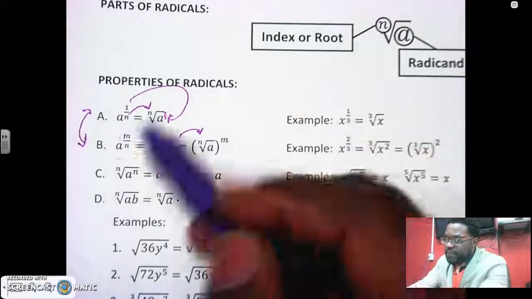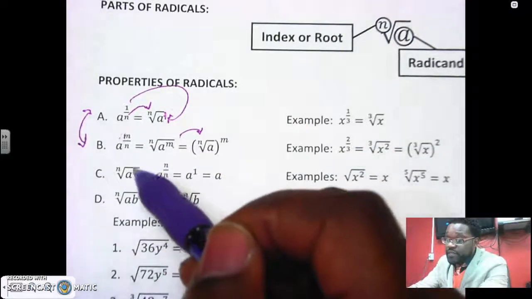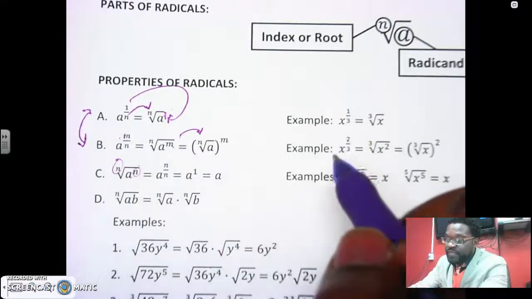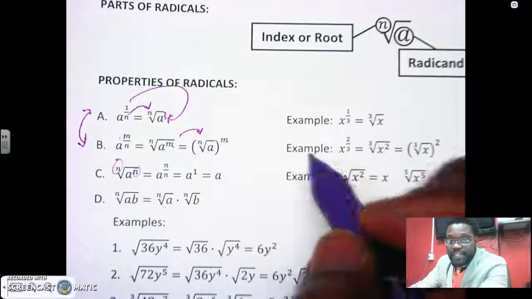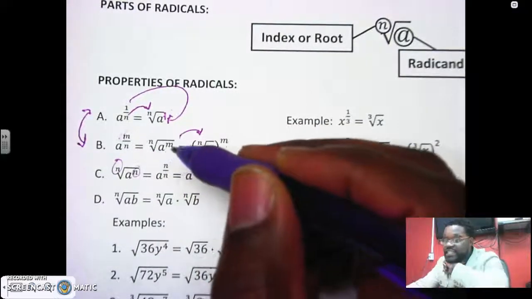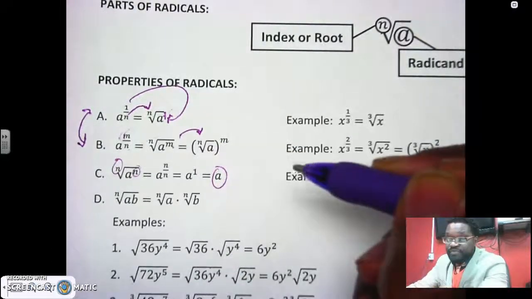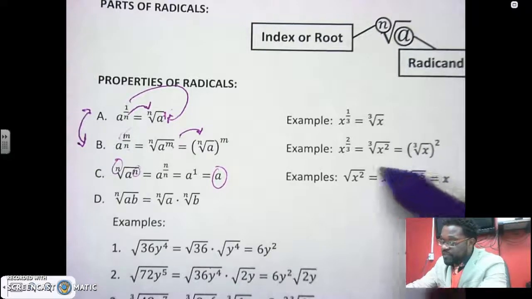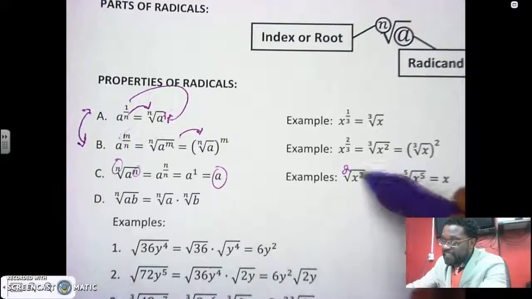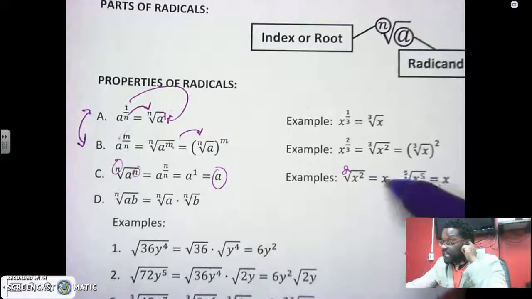Alright, so notice C here. This property says basically if the exponent on the radicand is the same as your index, then the answer, or what's going to come out from a situation like this, is whatever's underneath the radical. The radicand is your answer. And here's an example of that. Notice that whenever the number is not written, it's a 2 there. And since the exponent here is a 2, then that equals just x.